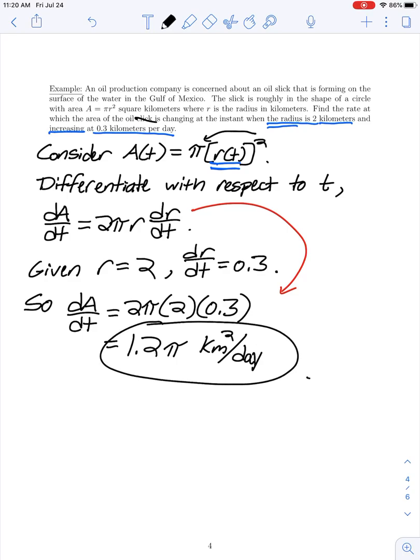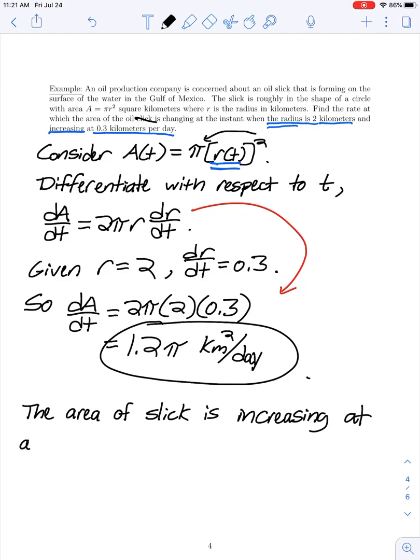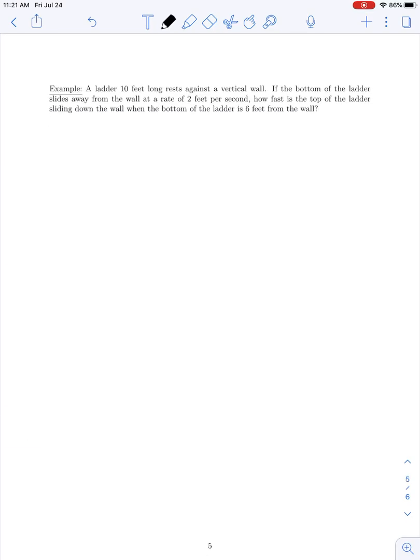So we could say here that the area of the slick, the oil slick, is increasing, since we had a positive value for the derivative, at a rate of 1.2 pi square kilometers per day. All right. So let's look at another one.